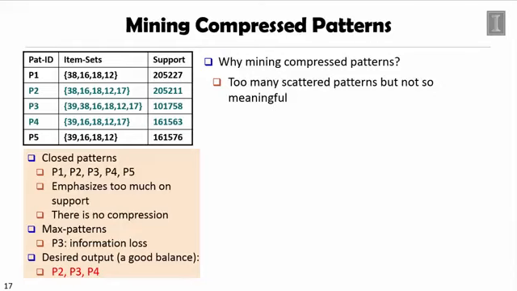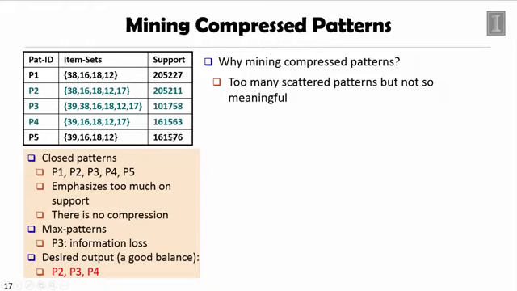Actually, for closed pattern, there's nothing you can compress. The reason is closed pattern require the supports are identical, then you can compress them. But none of them have identical support counts, so nothing can be compressed. What about max pattern? Of course, we can use max pattern like P3 to represent all the patterns. But on the other hand, you probably see P3, this support is rather different from all the others. To use P3, you may lose a lot of information on the supports of other patterns.